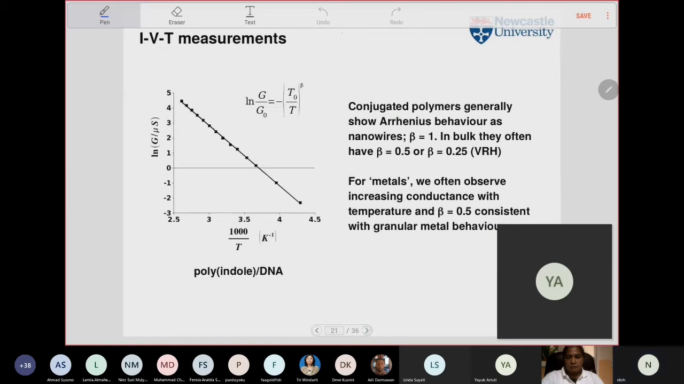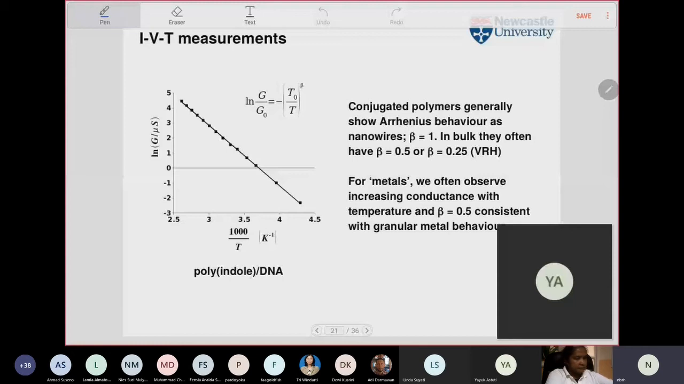This is slightly different from what you see in bulk, where most conductive polymers show variable range hopping behavior, where beta is a half or a quarter. And in fact, with many metals, we find that as nanowires, they also do not show typical behavior.